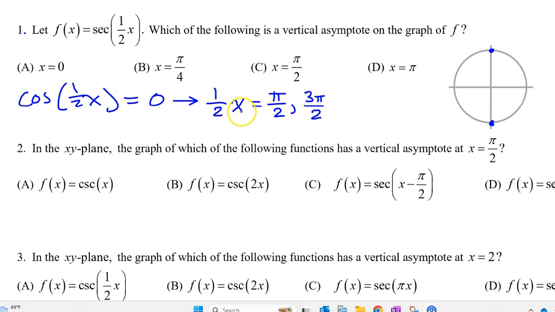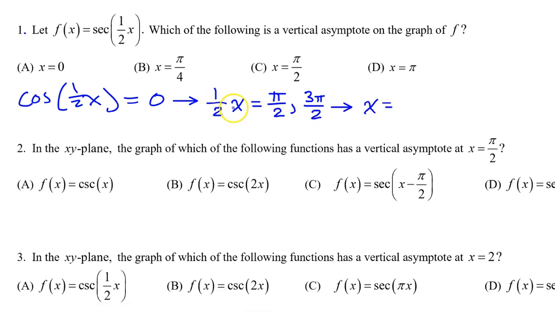We can get x by itself by multiplying both sides of the equation by 2. Multiplying 1/2 x by 2 gives just x, and multiplying pi over 2 and 3 pi over 2 by 2 leaves pi and 3 pi. Let's see if any of these solutions are among the answer choices. We see pi right there, so the answer is D.